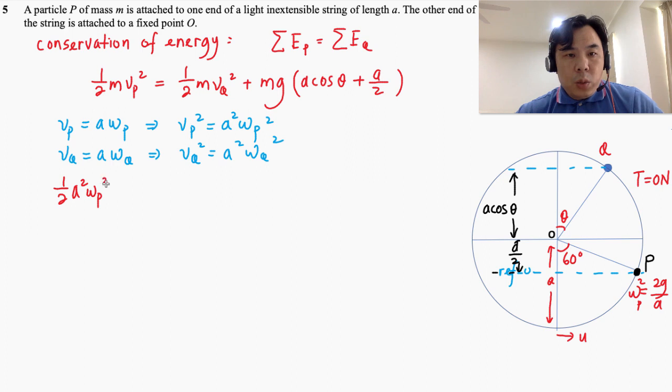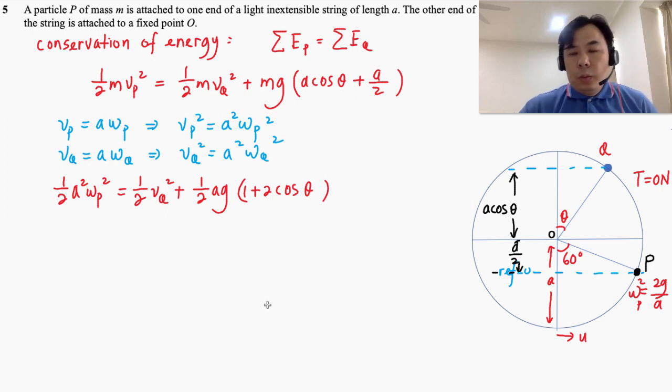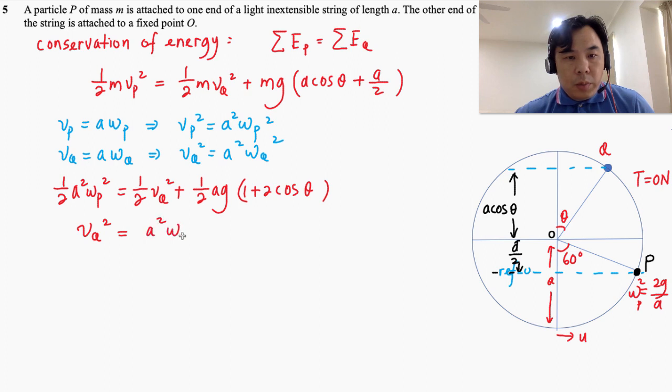Omega p square is the same as half, here I just label it VQ first, and then we have half AG. If I factorize that, I will have 1 plus 2 cosine theta. Okay, that's how it would actually look like. So if you try to simplify that, we will get VQ square. VQ square is actually equal to a square omega P square, subtract off with AG.